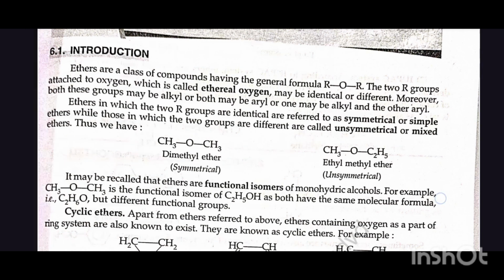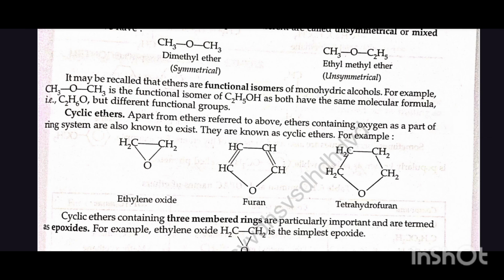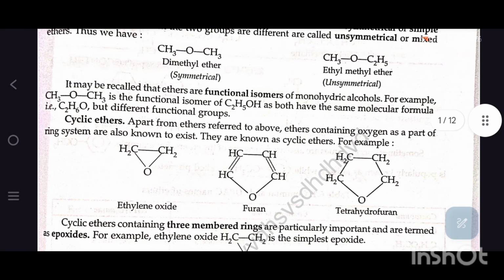aryl. Ethers in which the two R groups are identical are referred to as symmetrical or simple ethers, while those in which the two are different are asymmetrical or mixed ethers. Thus, we have dimethyl ether as a symmetrical ether and ethyl methyl ether as an unsymmetrical ether. It may be recalled that ethers are functional isomers of monohydric alcohols, as both have the same molecular formula C2H6O but different functional groups.